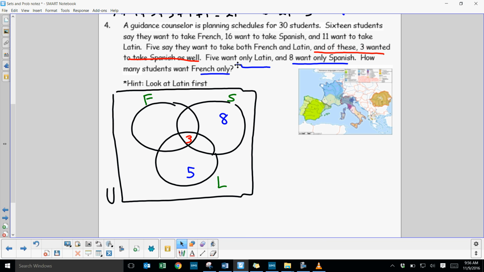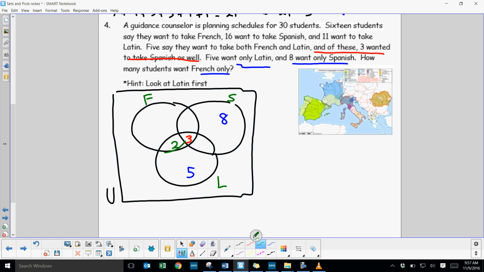Now we can maybe look at who wants to take both. 5 say they want to take both French and Latin, so French and Latin is around here. And of those, 3 wanted to take Spanish as well. That tells us that in total, this whole crescent has to be 5. So 3 is already in the middle, then 2 has to be on the side there.